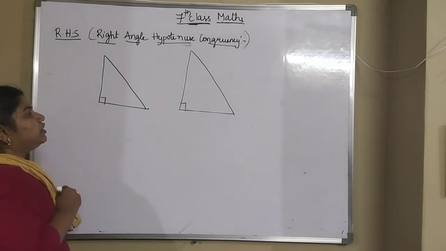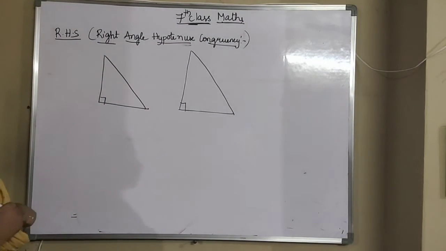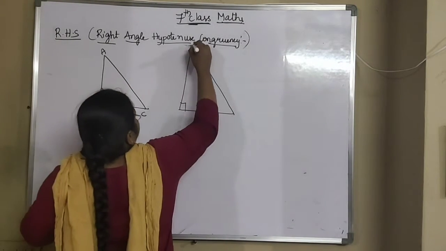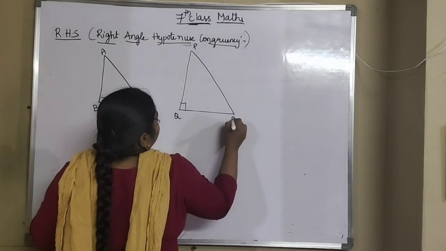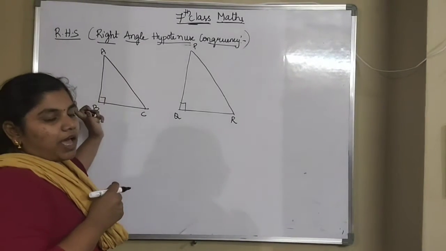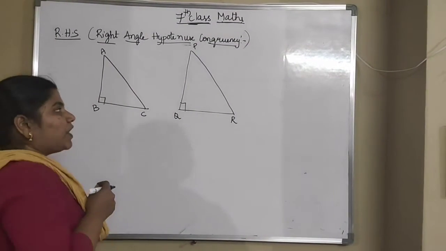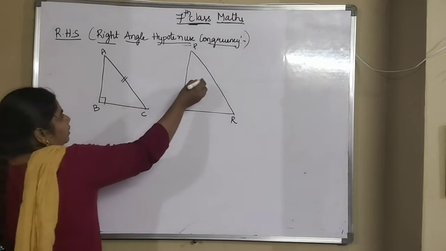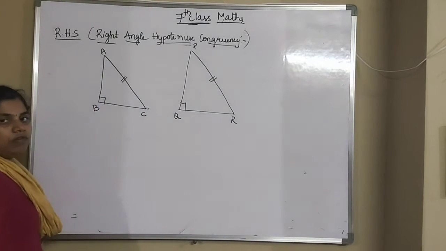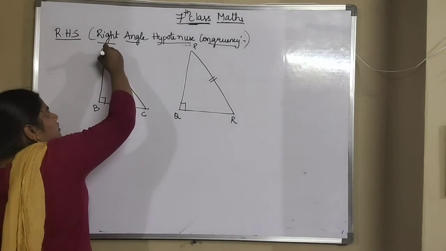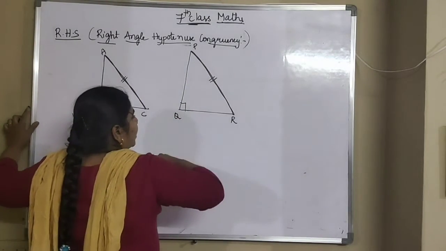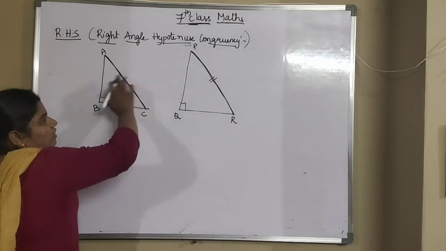So in this RHS, which side should be equal, we will see. I am taking here A, B, C. Here I am taking it as P, Q, R. In this RHS, always the triangle should be a right angle triangle, and the hypotenuse side is nothing but the longest side in a right angle triangle. So this side we will call as hypotenuse. This is the longest side of these two triangles.